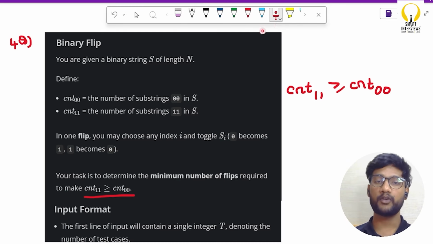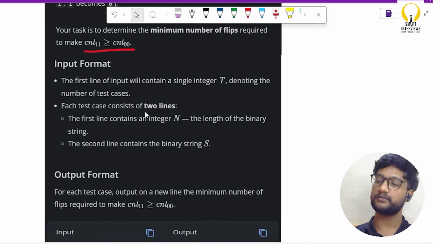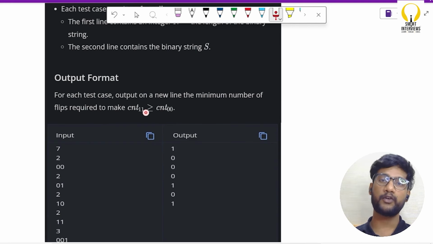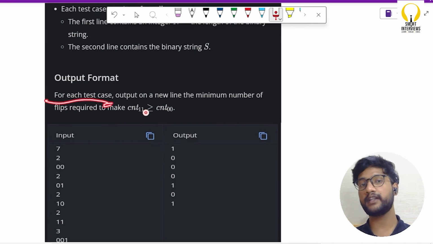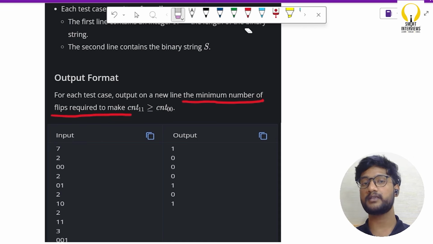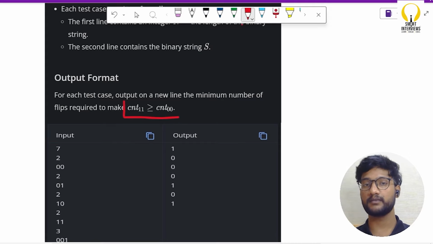We'll try to see the input format and output format. In the input format, the first line is the number of test cases, and after that we have two lines for each. The first line denotes the length of the binary string, and the second line denotes the binary string. And what should the output format be? For each and every test case, you're supposed to print a new line. The output is nothing but the minimum number of flips required to make this condition satisfied.